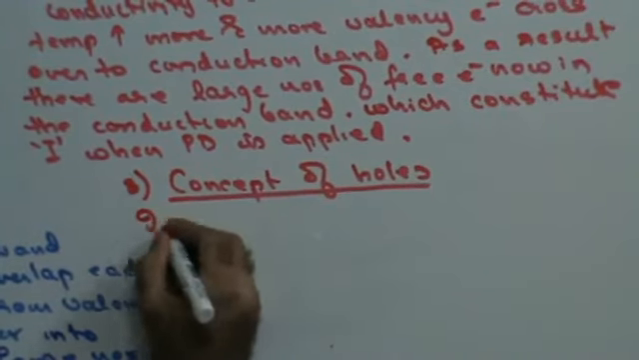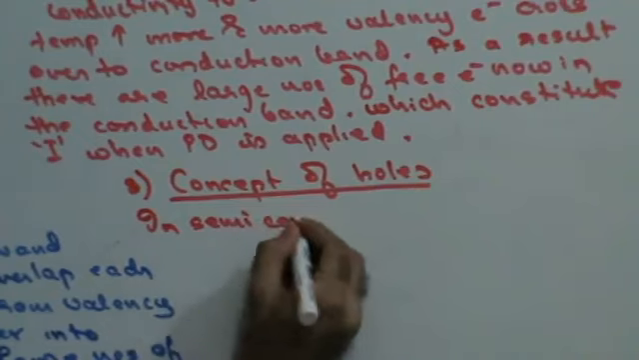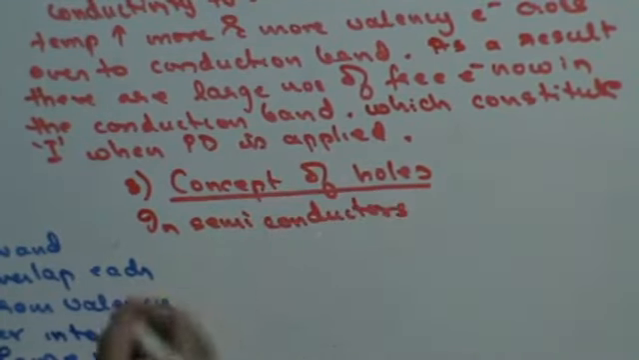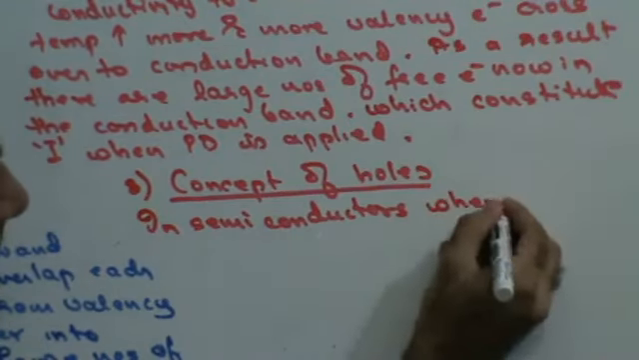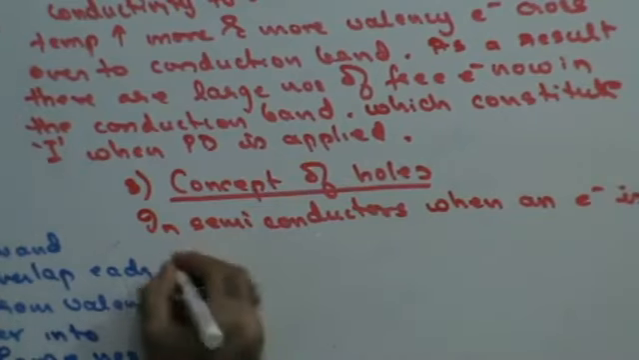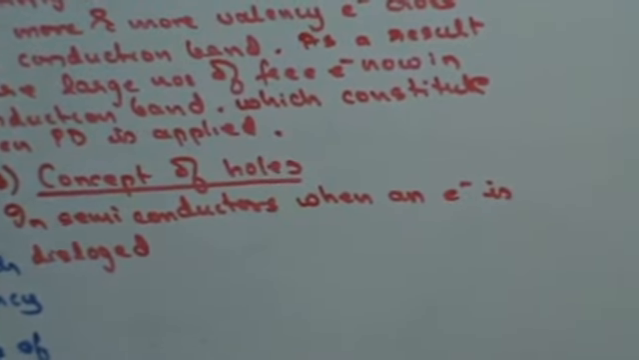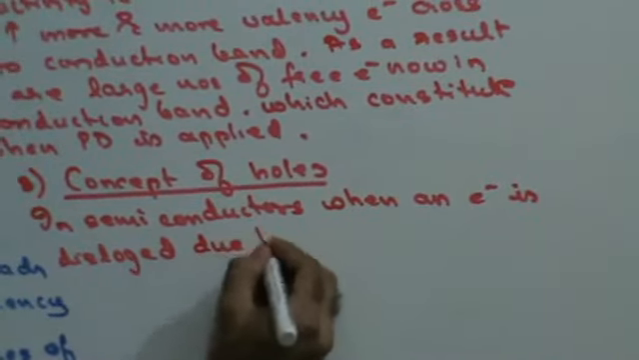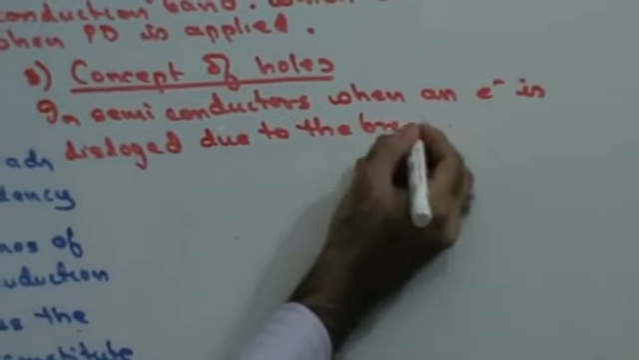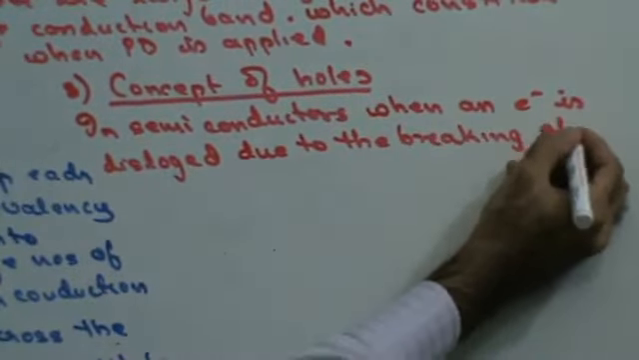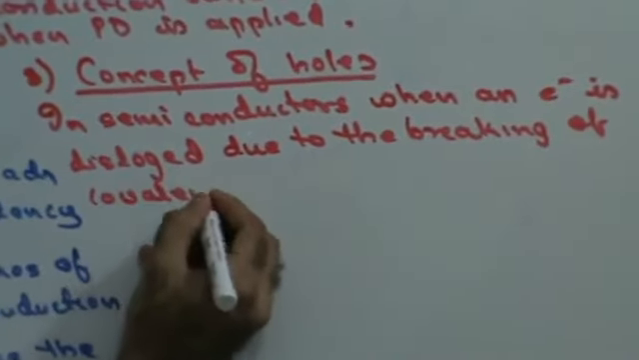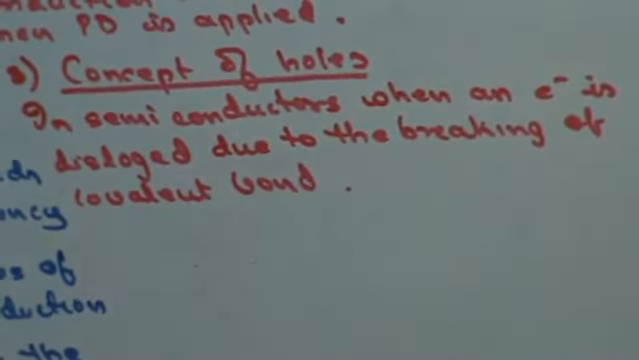So I can say that in semiconductors, when an electron is dislodged due to the breaking of the covalent bond, it becomes a free electron.